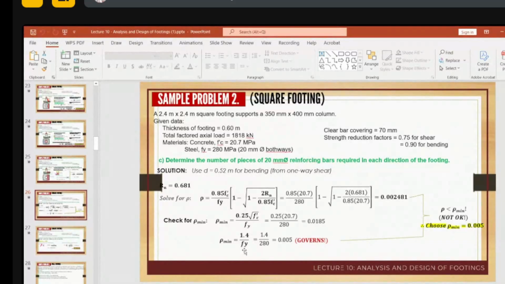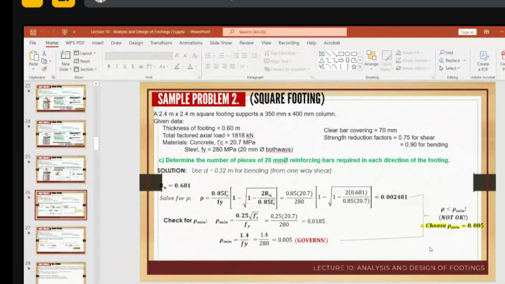There are two formulas for rho minimum: 1.4 over Fy, or 0.25 times the square root of fc prime over Fy. It depends on Fy. In the case where Fy is 414, it is smaller in the 1.4 over Fy formula. So you compare the steel ratio you computed against rho minimum. You should not go below rho minimum, so it should be greater than rho minimum, but not greater than rho max.